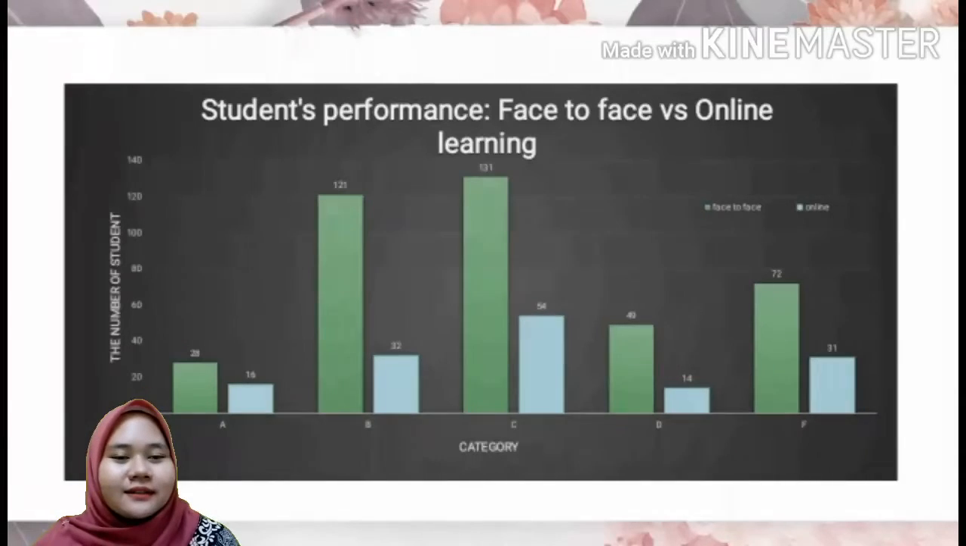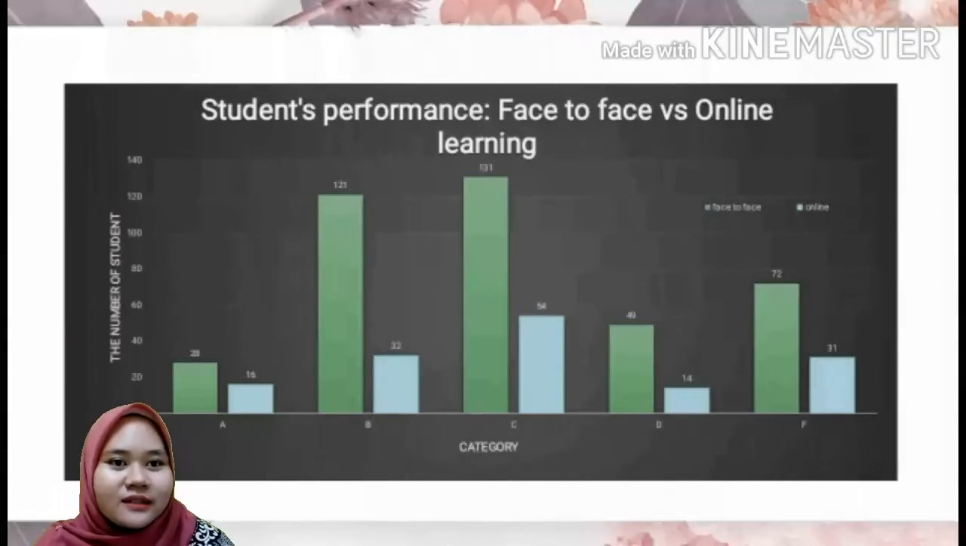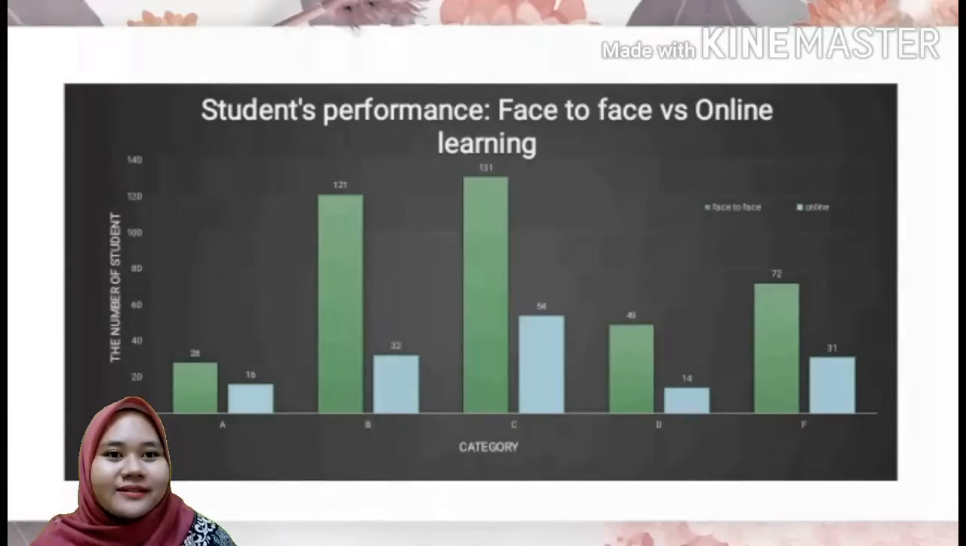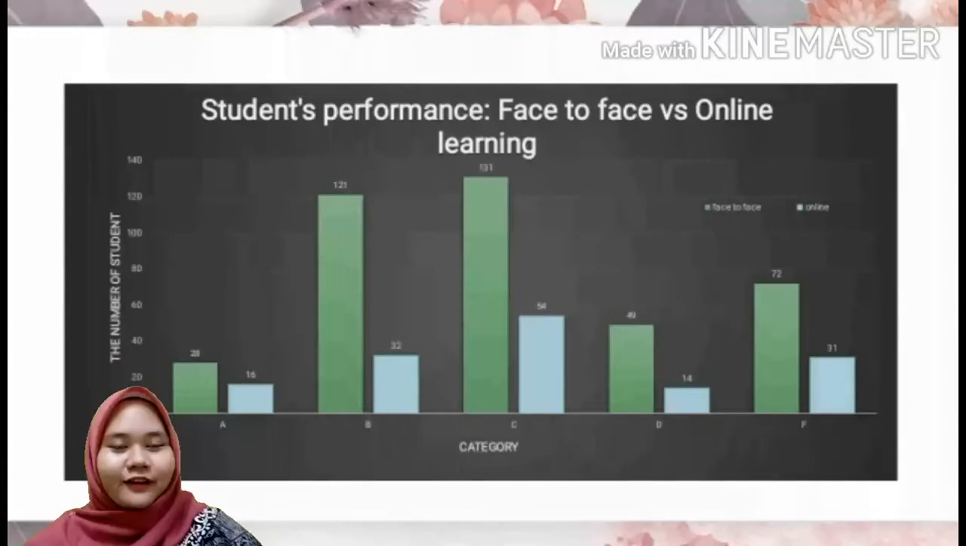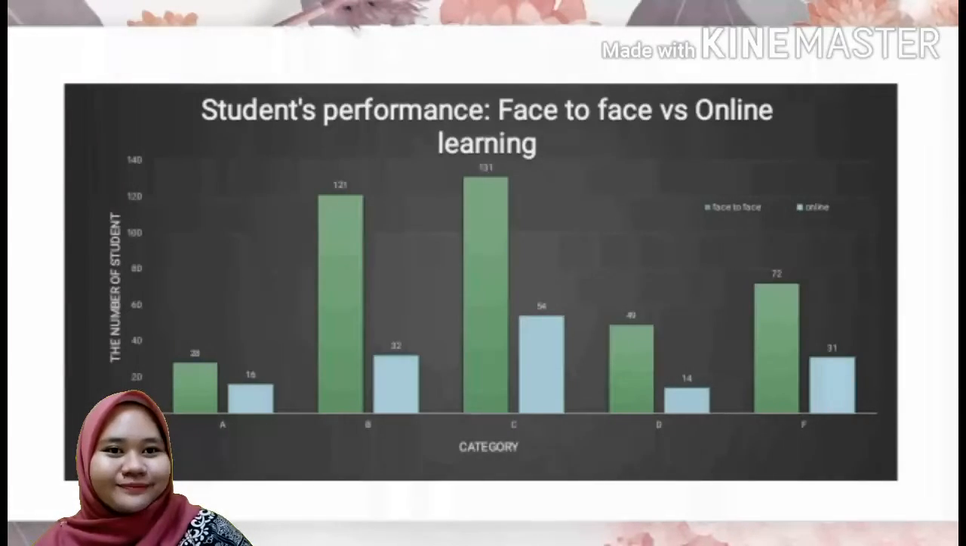So we can see that between face-to-face and online, face-to-face has a higher ranking than online. So I just want to say that students will understand more when they study face-to-face with the teachers or lecturer than when they study online. Okay, that's all for me, and my partner Siti Norzulaika will continue to explain about table 2.